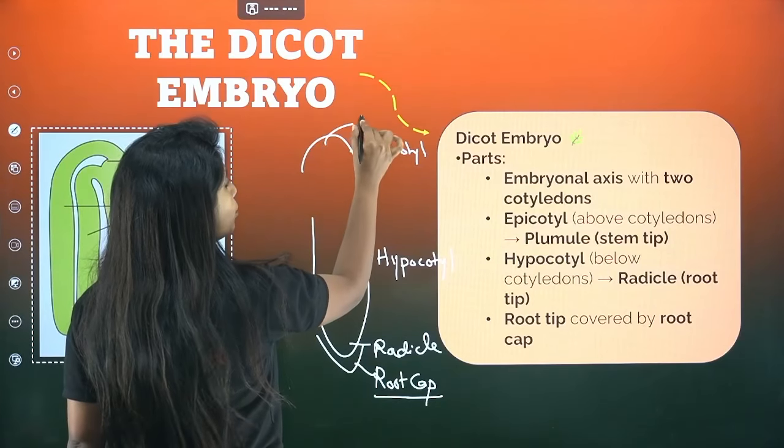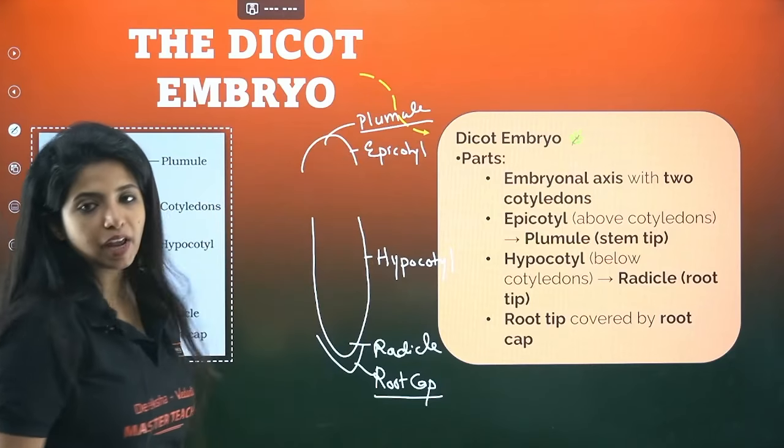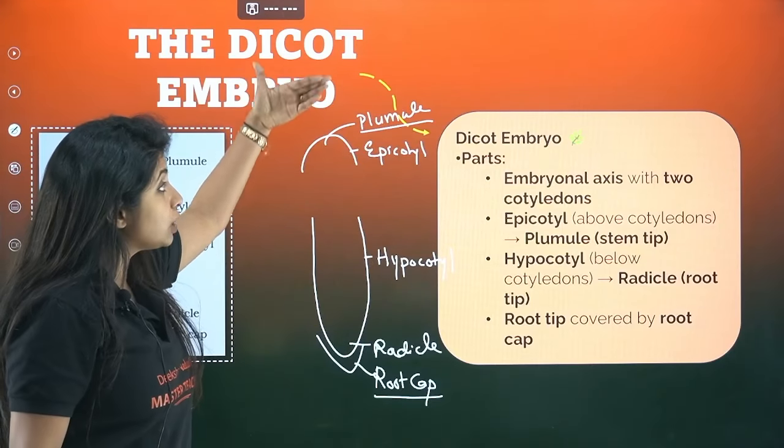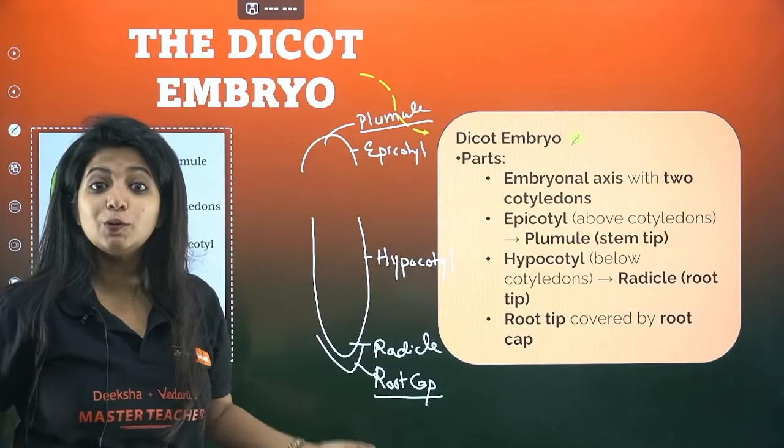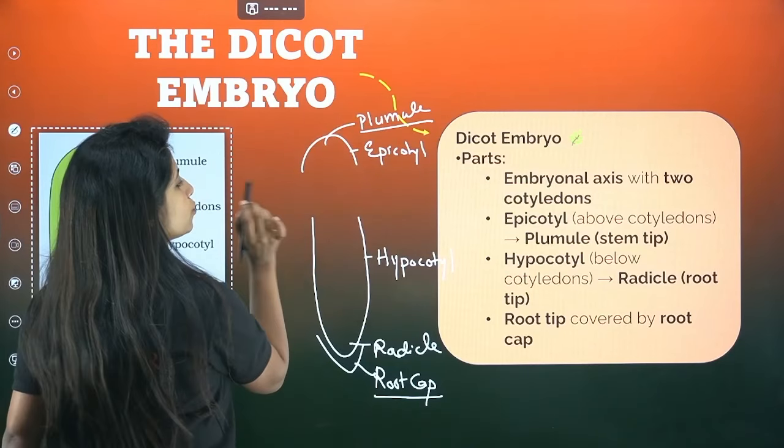Here you have the plumule. Plumule is the future shoot. It gives rise to the stem, the leaf and everything. Now, for formation of the plumule and the radicle, you need some storage units. You need some reserve food. And what is that reserve food? It is known as cotyledon.